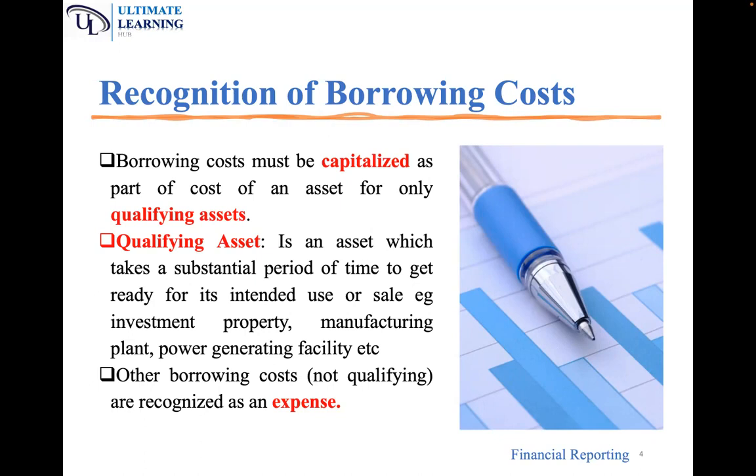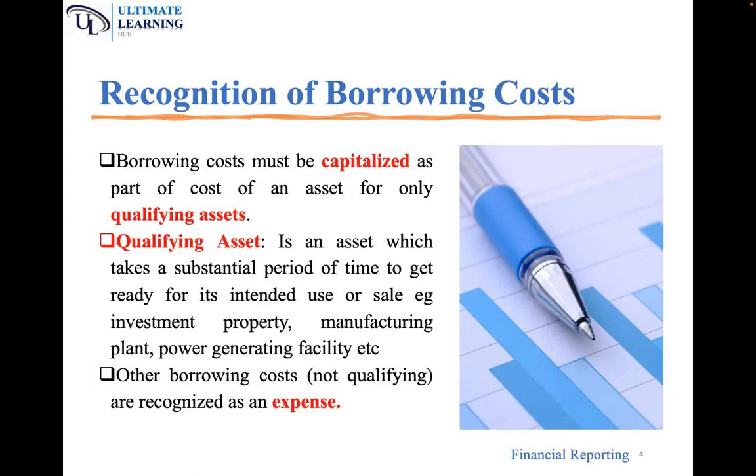So these interests, if it's for a qualifying asset, you include as part of the cost of the asset. In future, we will look at IAS 16, Property, Plant and Equipment. Once you've calculated the cost of an asset, remember to add borrowing costs to it if they are to be capitalized. Now, for assets that do not take a significant period of time to be ready for use, those are non-qualifying assets. For non-qualifying assets, borrowing costs on them should be expensed.